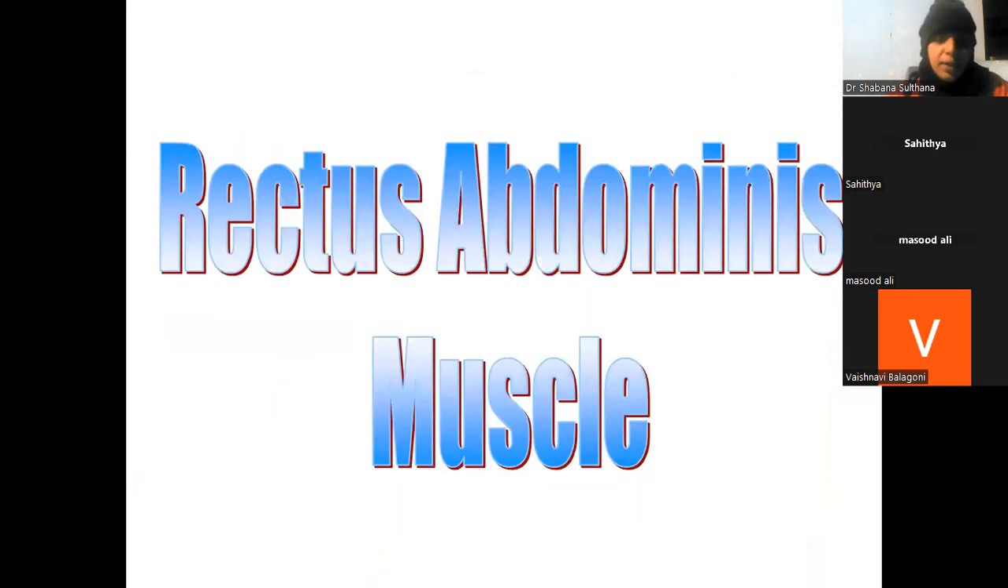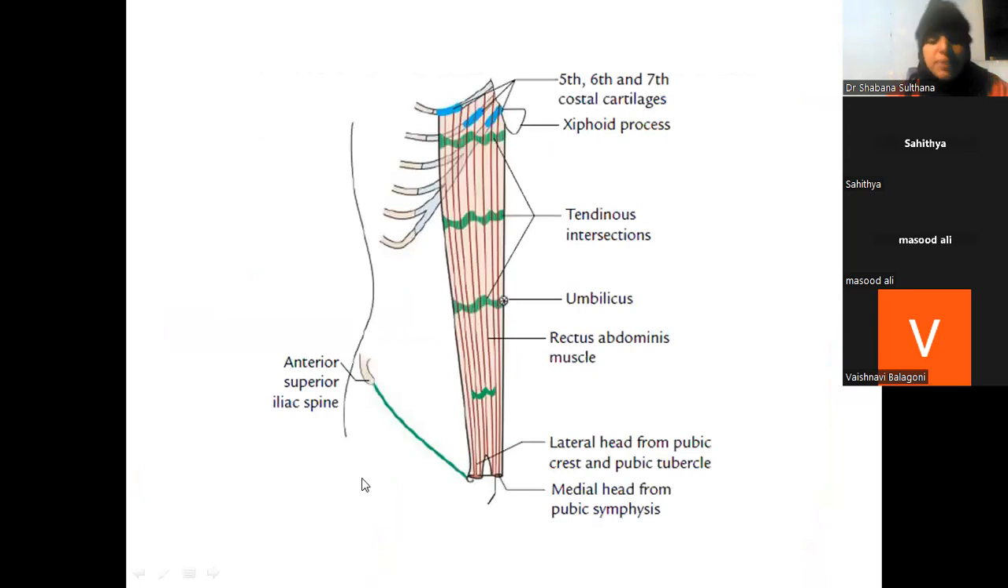Now we have studied the rectus abdominis muscle. What is the origin, Satvika? We have studied, Sahiti, Satvika, Vaishnavi. Where is it taking its origin? Masood?